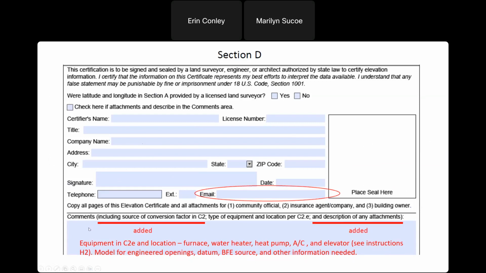Comments section for the surveyor. It gives you hints for what needs to be there. Source of the conversion factor, if one was used, the type of equipment and location, and the description of any attachments. So if there's attachments for engineered openings, you would be putting that in there. Datum, BFE source, anything else that would be helpful, especially in a LOMA application, or for you for long-term checking of compliance for the building.